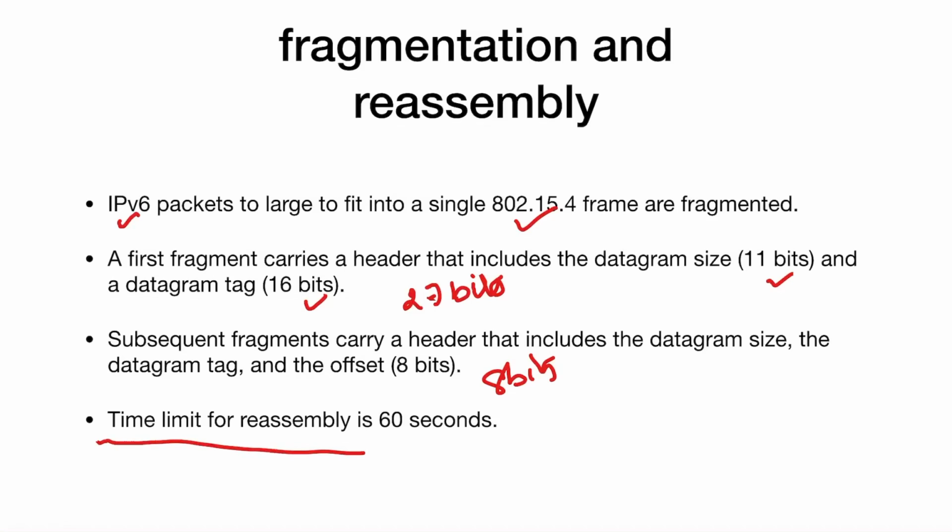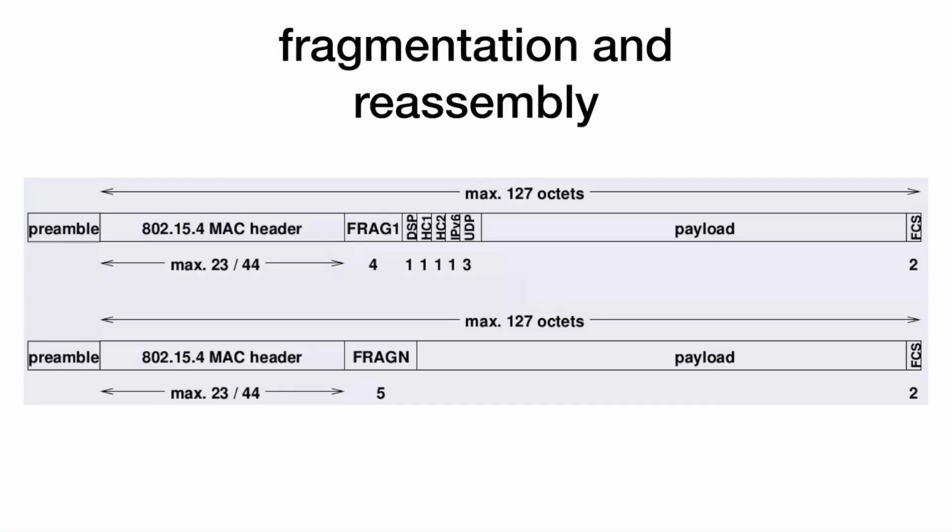The time limit for reassembly is 60 seconds. So reassembling the packet will be for 60 seconds. Since IoT is a slow network, 60 seconds will be the time given for the reassembly. Now we can see this fragmentation.